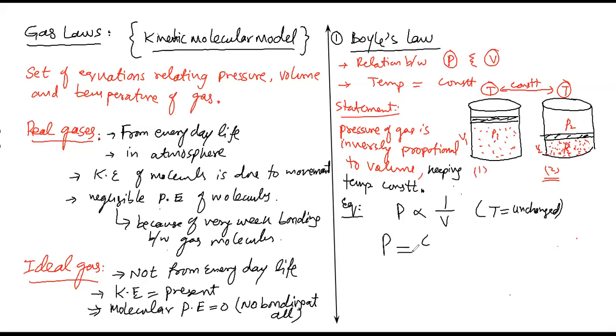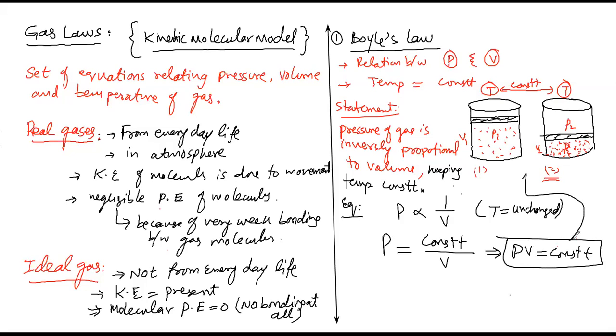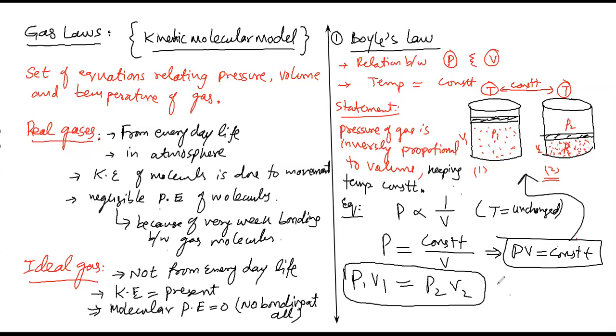Okay, now converting proportionality into equality, this will be PV is constant. So this is the first main equation, and applying this to the upper situation, P1 V1 equals P2 V2. It means the product of pressure and volume of the gas will always remain constant if you keep temperature constant. So that's the second statement as well: the product of pressure and volume of a gas at constant temperature remains the same. This is the alternate statement for Boyle's law. Okay, let's move on. Let's make some graphs for Boyle's law.